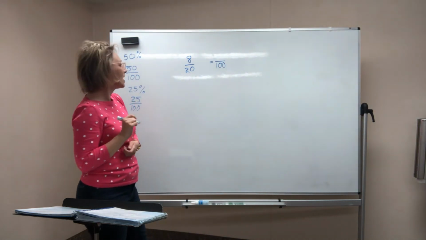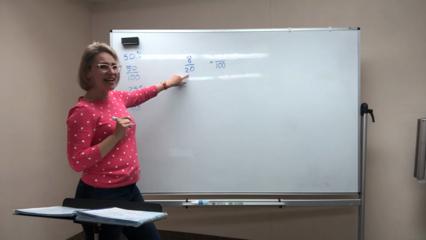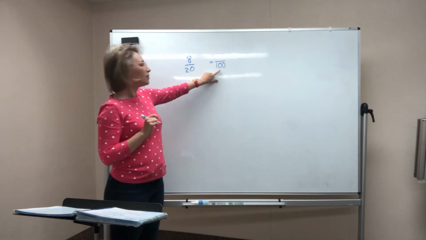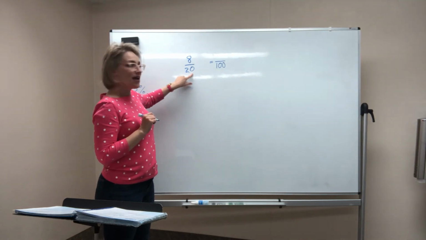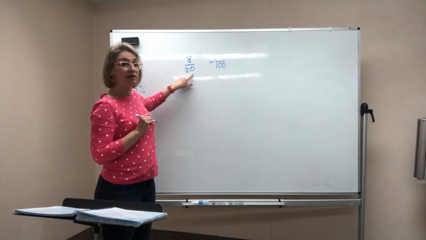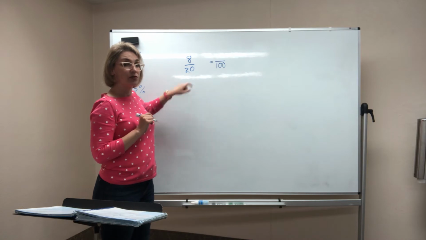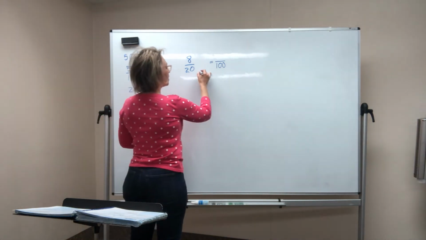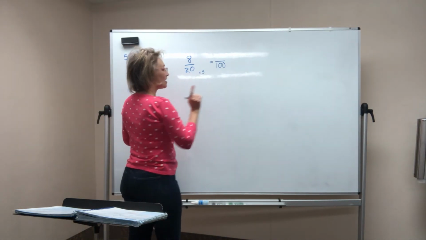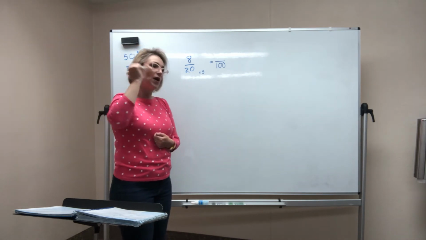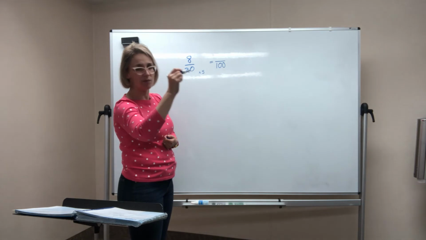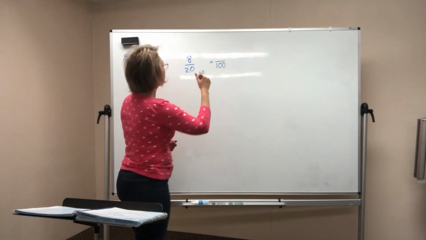Here's how you do it. Ask yourself, what would I need to do to this 20 to make it be 100? I'm going to have to multiply it by something. What would I have to multiply 20 by to make it be 100? Do you remember? It's going to be a times 5. And you remember, I've told you this many, many times, on a fraction, what you do to the bottom, you have to do to the top. Or what you do to the top, you have to do to the bottom. And we'll keep the ratio the same.